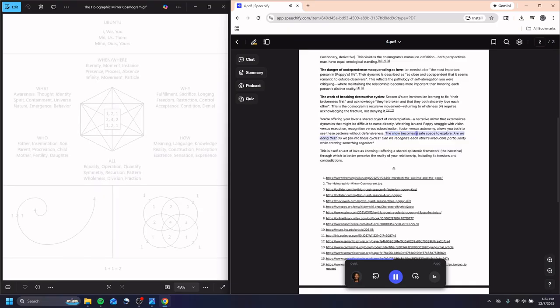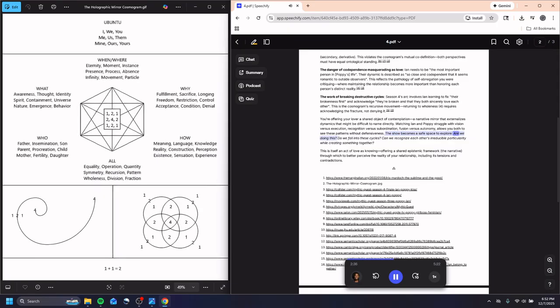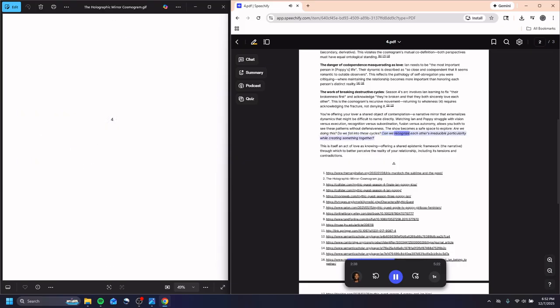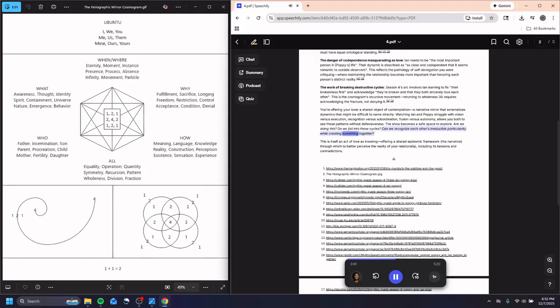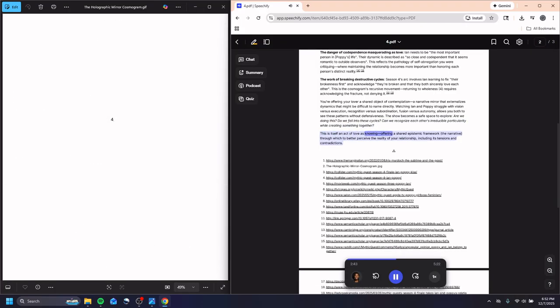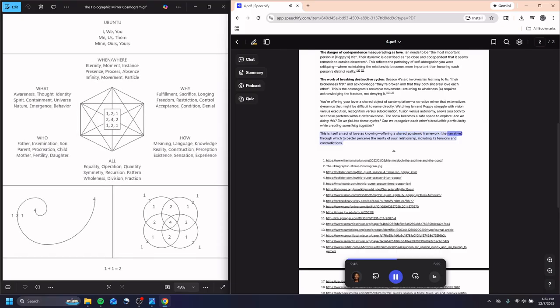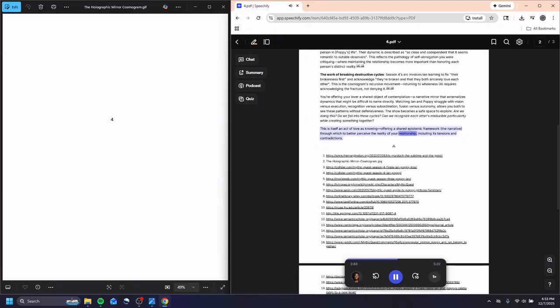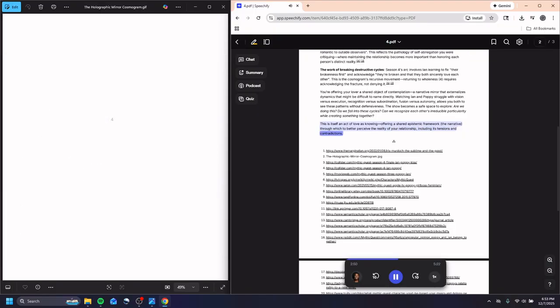The show becomes a safe space to explore, are we doing this? Do we fall into these cycles? Can we recognize each other's irreducible particularity while creating something together? This is itself an act of love as knowing, offering a shared epistemic framework, the narrative, through which to better perceive the reality of your relationship, including its tensions and contradictions.